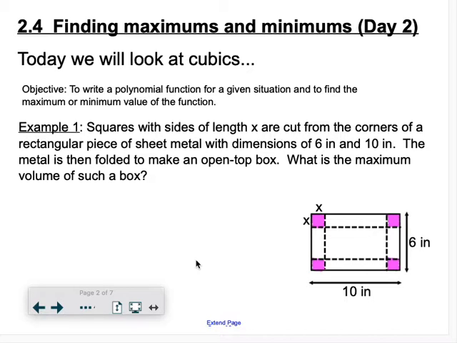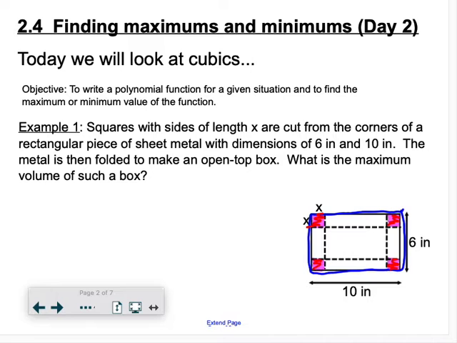So in this question, you have to understand the question. I'm going to take a moment to make sure you understand it, and then we'll get into it. Squares with sides of length x are cut from the corners of a rectangular sheet of paper, which you can see here. This is your rectangle right here. So you're basically cutting these squares out. The squares have length x. They're cut from the corners of a rectangular piece of sheet metal with dimensions 6 by 10. So the entire sheet is 6 by 10. The metal is then folded up to make an open top box. What's the maximum volume of the box?